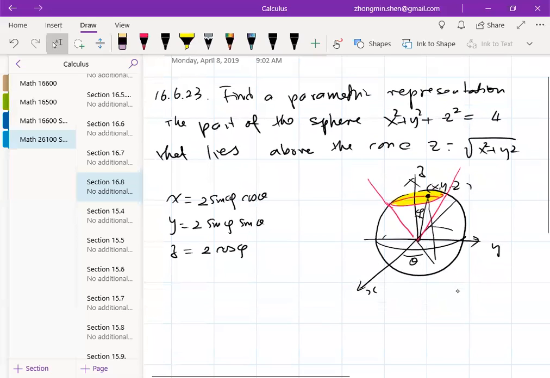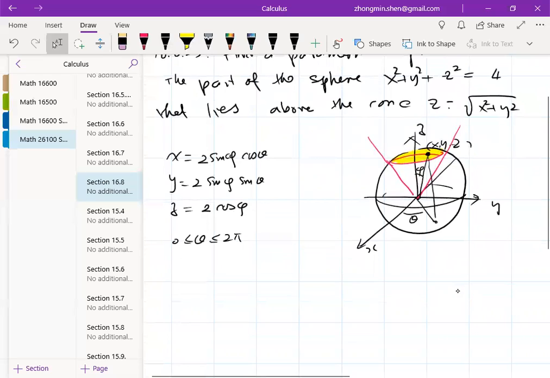And clearly you can rotate this point around the z-axis. So there's no restriction on theta. Theta is between 0 and 2 pi. But phi cannot be too large, otherwise it will be below the cone. All you have to do is determine the largest possible value for phi. Phi is definitely between 0 and somewhere.